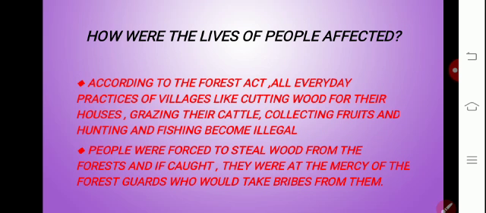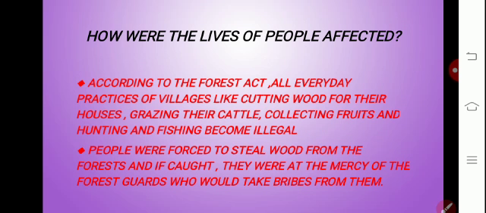People were forced to steal wood from the forest, and if caught, they were at the mercy of the forest guards who would take bribes from them. If they tried to steal things and were caught by the guards, then to save themselves they had to bribe the guards also. Their condition was very poor. They were in the worst condition just because of these new forest laws.